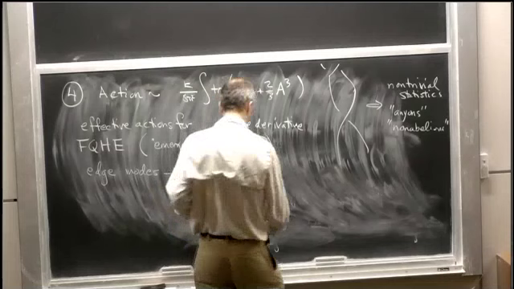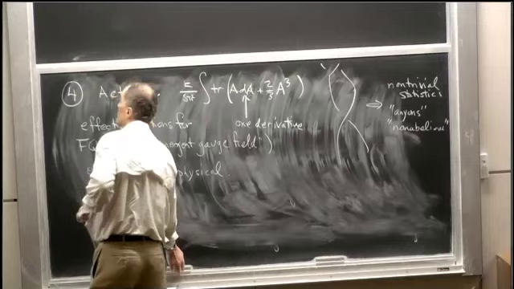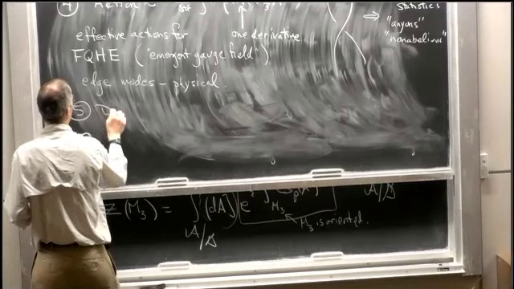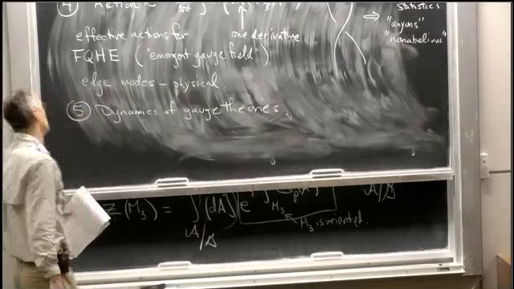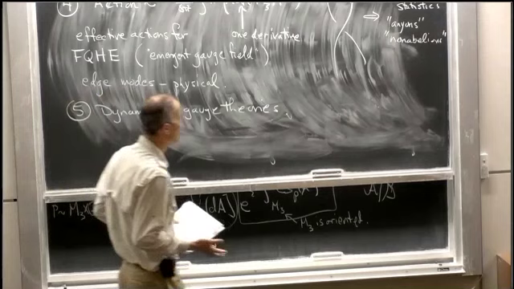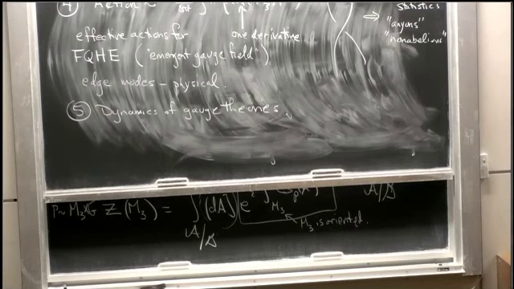So that's four. Five is dynamics of gauge theories. So you can have interesting domain walls in four-dimensional gauge theories with Chern-Simons theories as the theories on the domain wall. And I suspect Professor Zeidberg is going to talk about that, so I'm not going to say more.